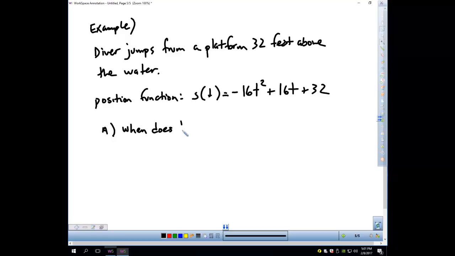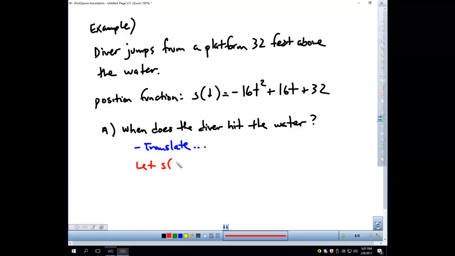So the first question I'm going to ask is, when does the diver hit the water? What does that mean? Translate that in terms of this math problem. How would you determine when that happens? How do you figure out when the diver hits the water, mathematically speaking? Well, mathematically speaking, it would be when your position function equals 0. 0 would be the height of the water, if you will. So we're going to let our position function equal 0, and we're going to solve that for t.